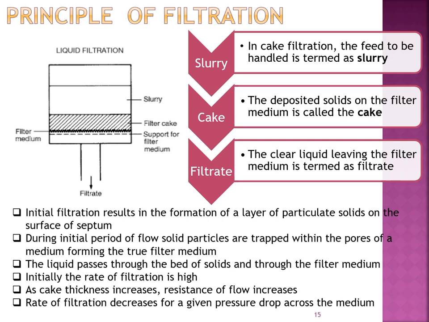Initial filtration results in the formation of particulate solids on the surface of the filter medium. During initial flow, the solid particles are trapped within the pores of the medium, forming the true filter medium. The liquid passes through the bed of solids and through the filter medium. Initially, the rate of filtration is high. As the cake thickness increases, the resistance to the flow also increases. The rate of filtration decreases for a given pressure drop across the medium because the filter cake gets clogged and offers resistance to the filtration.